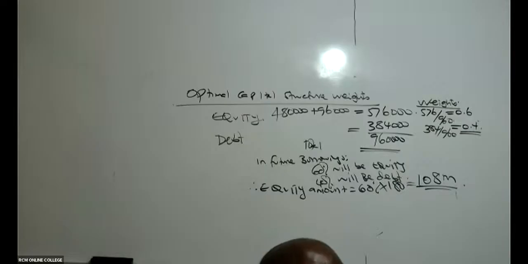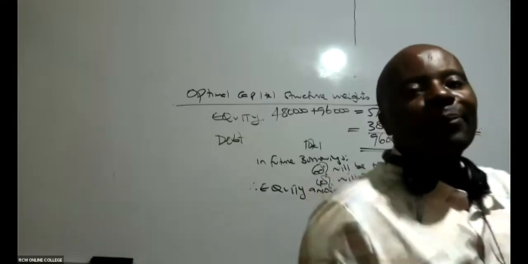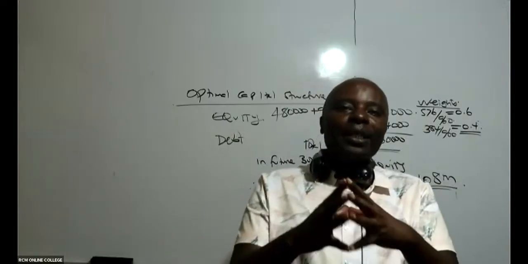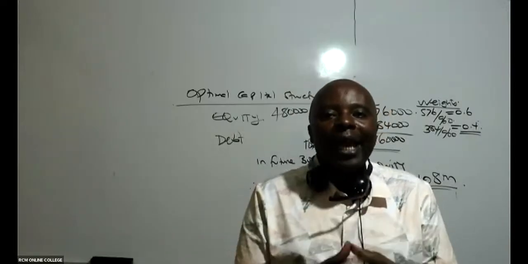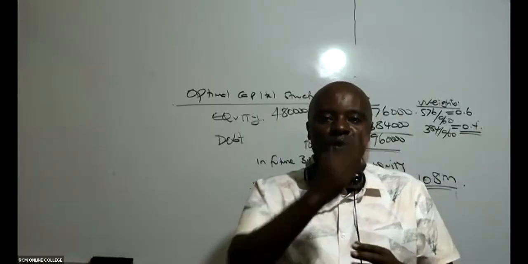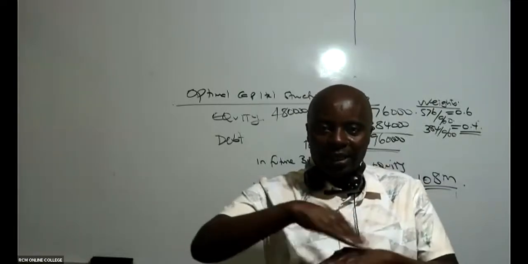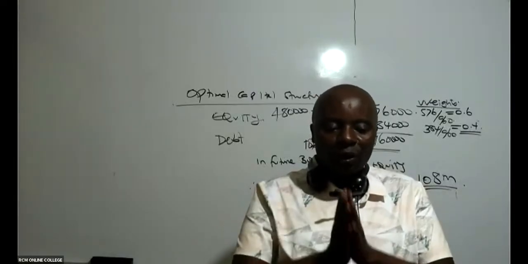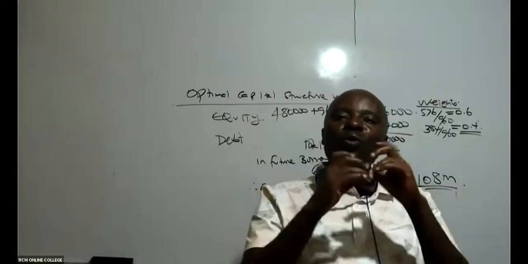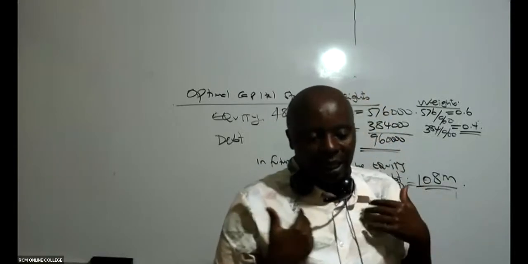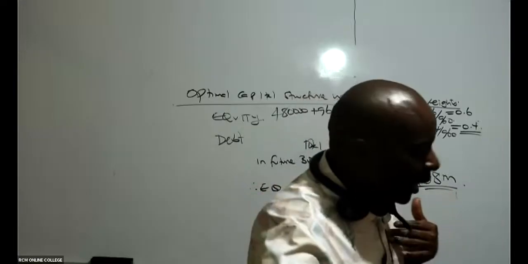By definition, remember that the optimal capital structure is that capital structure that minimizes WACC, where the cost of capital is minimized. That is what we call the optimal capital structure. We don't want to move from those percentages. Just for understanding.